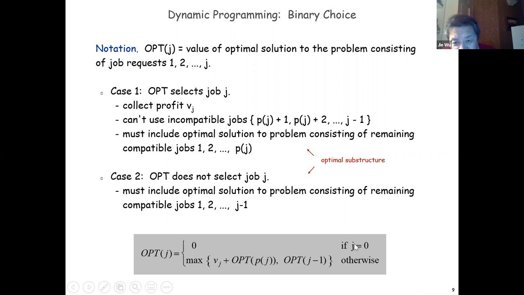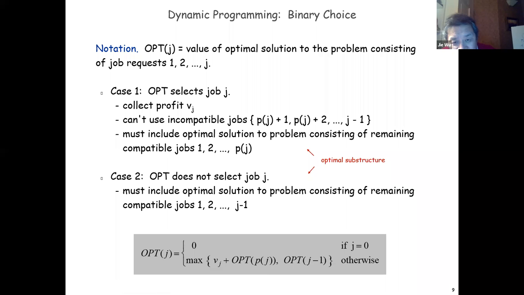How you do it is, in some sense, simple. For J equals zero, it is easy. For J not zero, you have two choices: you either include this J or not include J. What does this really mean? If you include J, the optimal value is this weight, which is the profit, plus the optimal solution for the last index, this p of J, the last index that has no conflict with you.